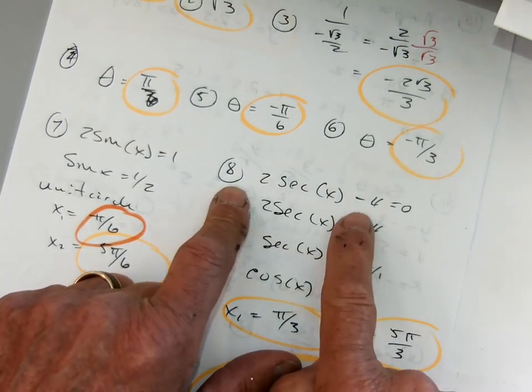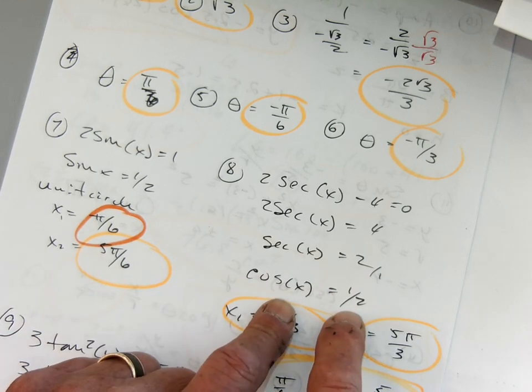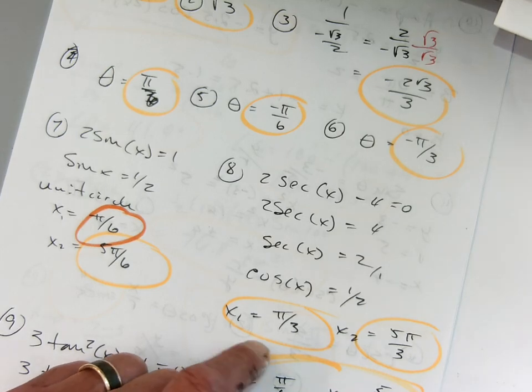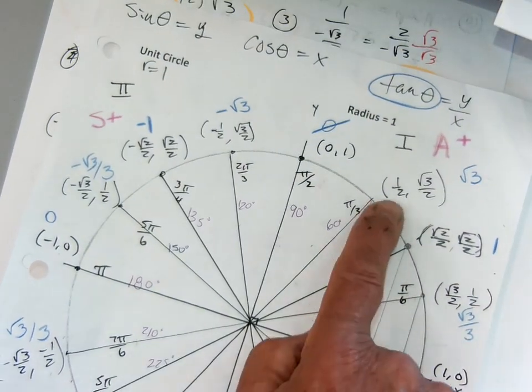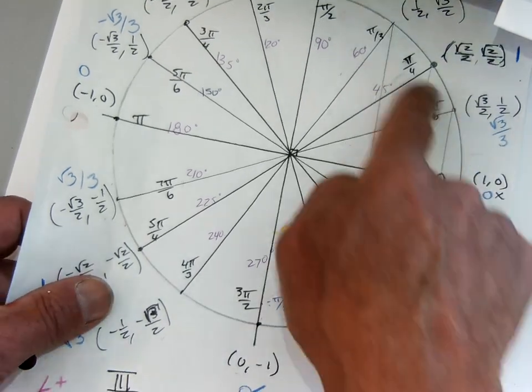8, I added 4, divided by 2, then I changed it to cosine of 1/2 on the circle. Remember, cosine is the x value. 1/2 is going to be here, pi thirds. It's also here at 5 pi thirds with a full unit circle, okay?